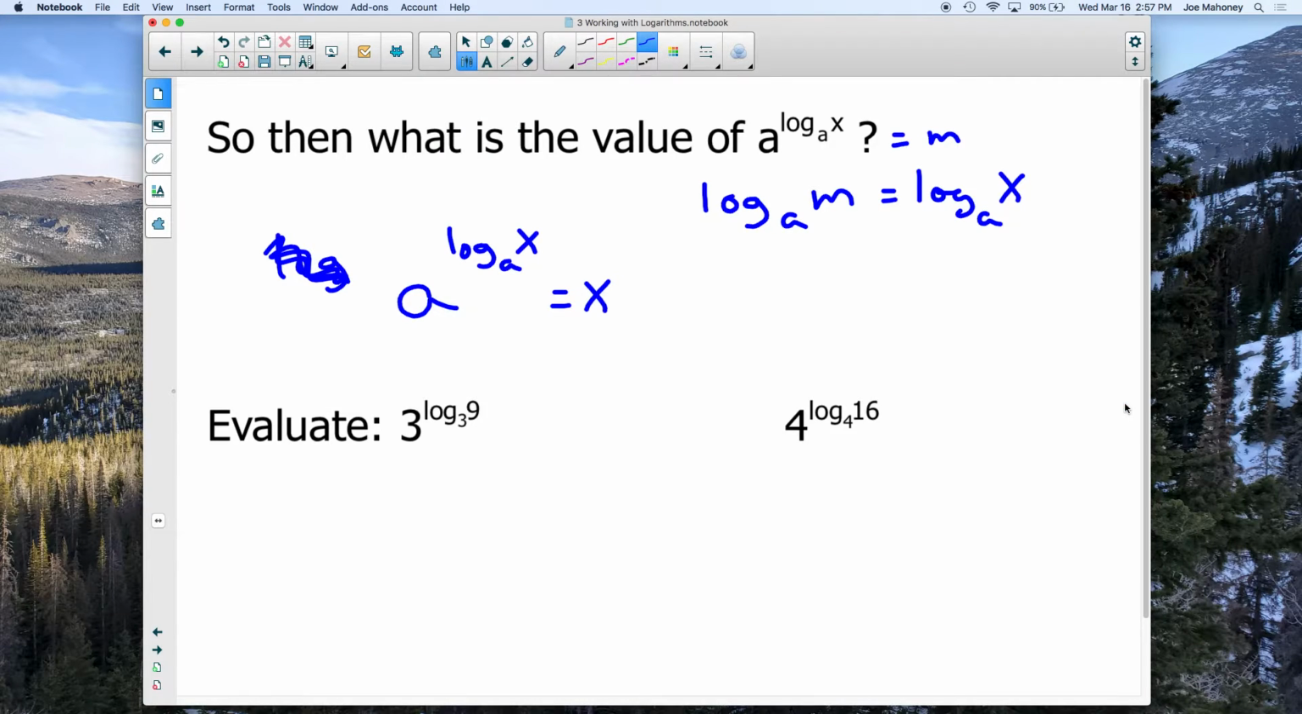Try a few of these. I'll wait for you, but not too long. All right, this is just set up to scream the rule at you. So this one's just going to be 9, and this one's going to be 16. I'm just following the rule that's right above me. As long as this base and that base are the same, the answer is that number there. Oh, I love it. Absolutely love it.